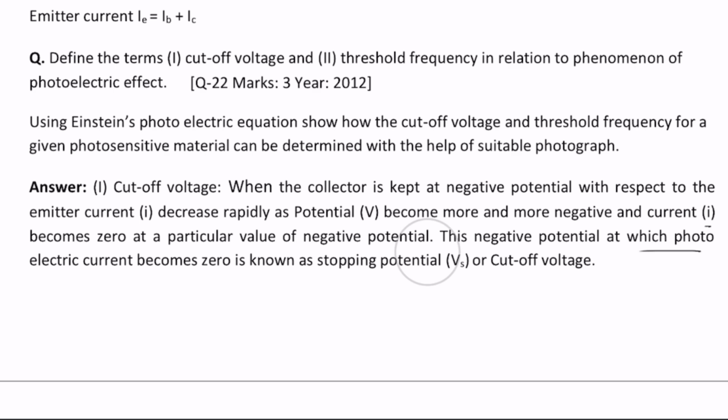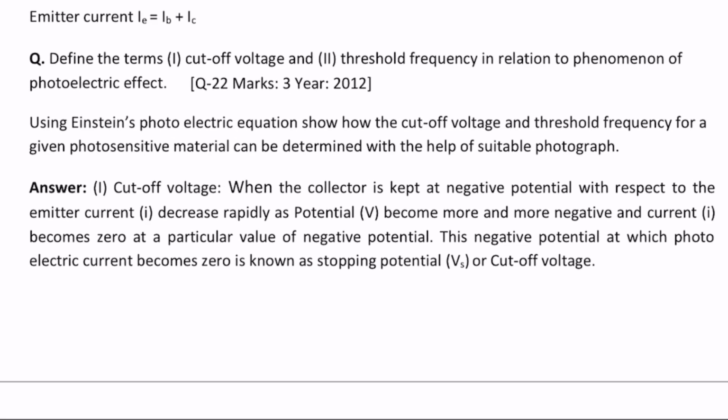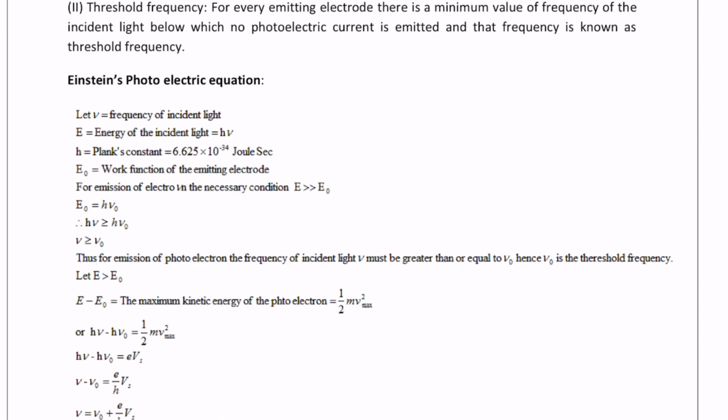So stopping potential means if we apply negative voltage at a particular condition, the current becomes zero. That voltage is stopping voltage, stopping potential. Now threshold frequency is the minimum frequency for emitting electrons, that is, the minimum value of frequency of incident light below which no photoelectrons are emitted. Okay, and this particular frequency is called the threshold frequency.